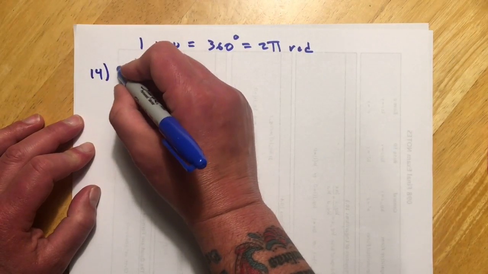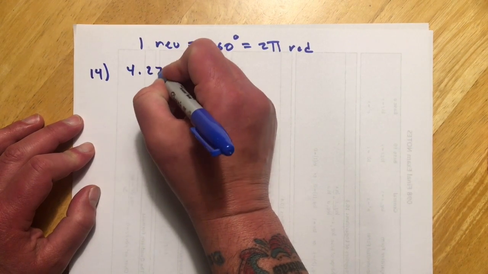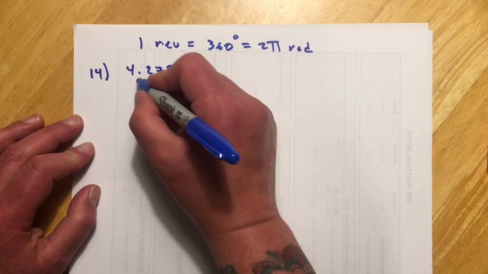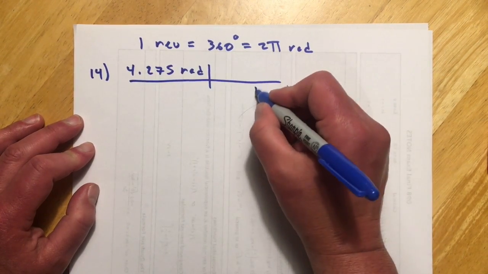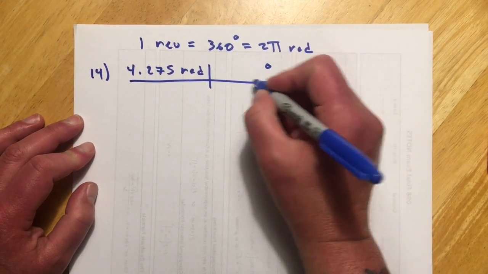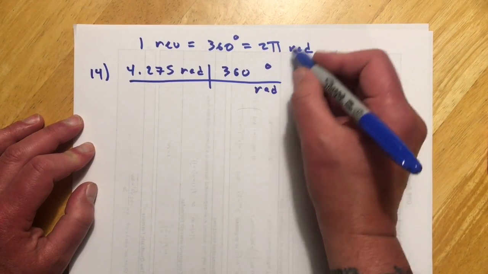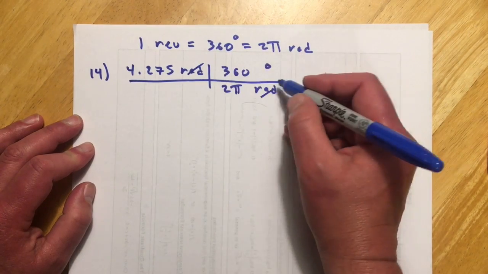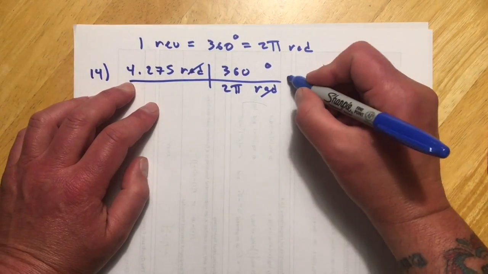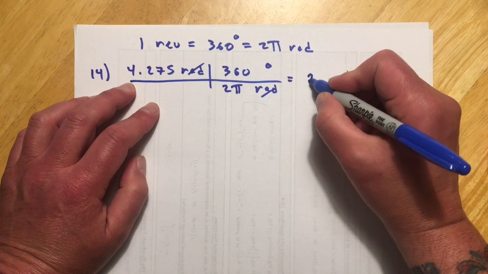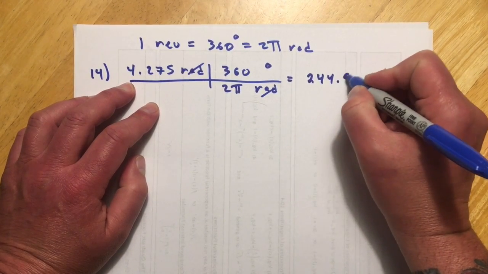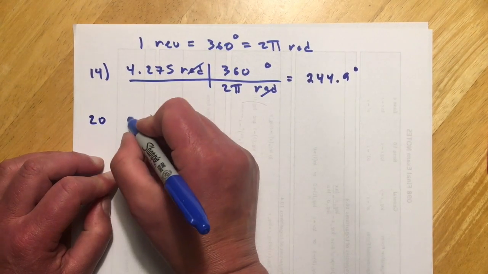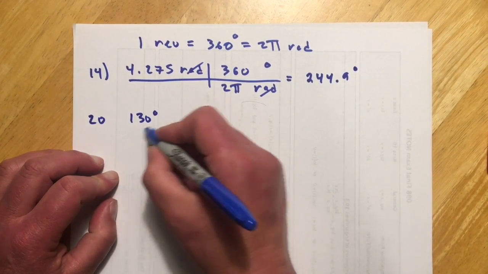This is number 14. We have 4.275 radians, and we want to get to degrees. So radians on the bottom, degrees on top. 360 degrees is 2 pi radians. And so those cancel. I'm left in the right units. And again, it just goes into a calculator, and we get 244.9 degrees.